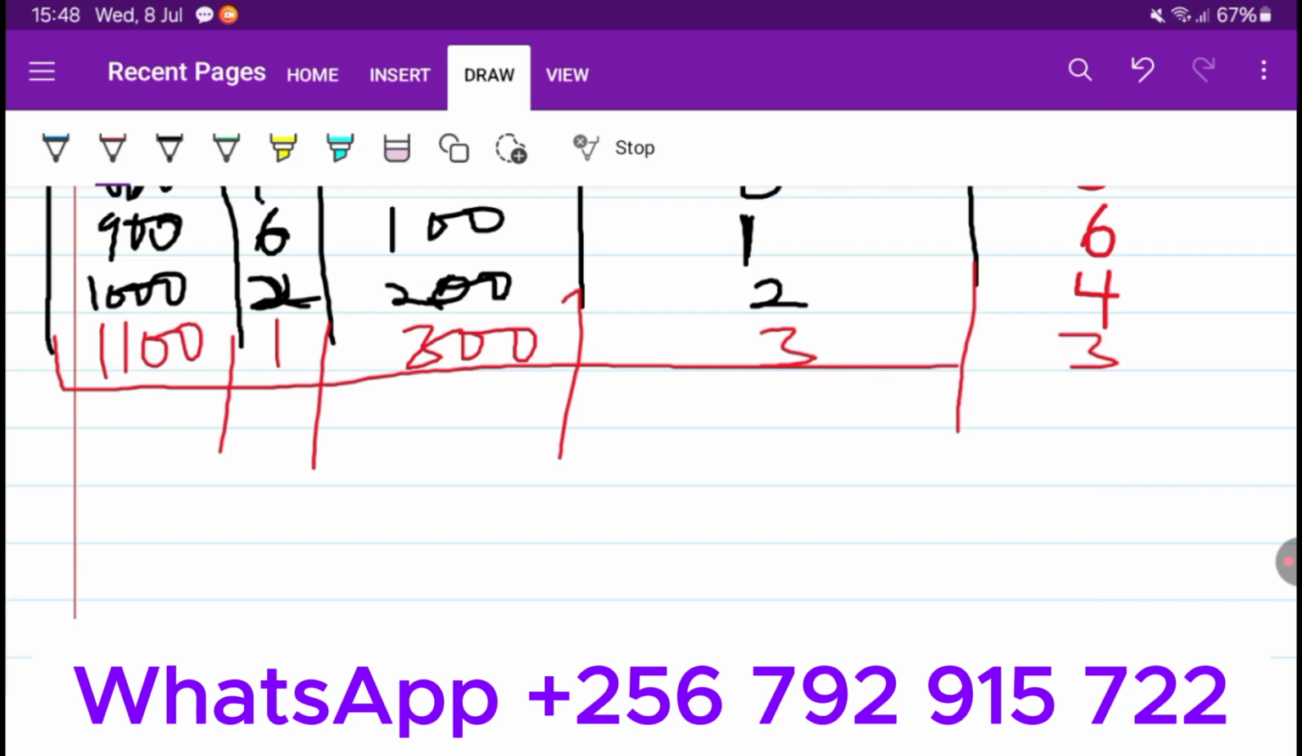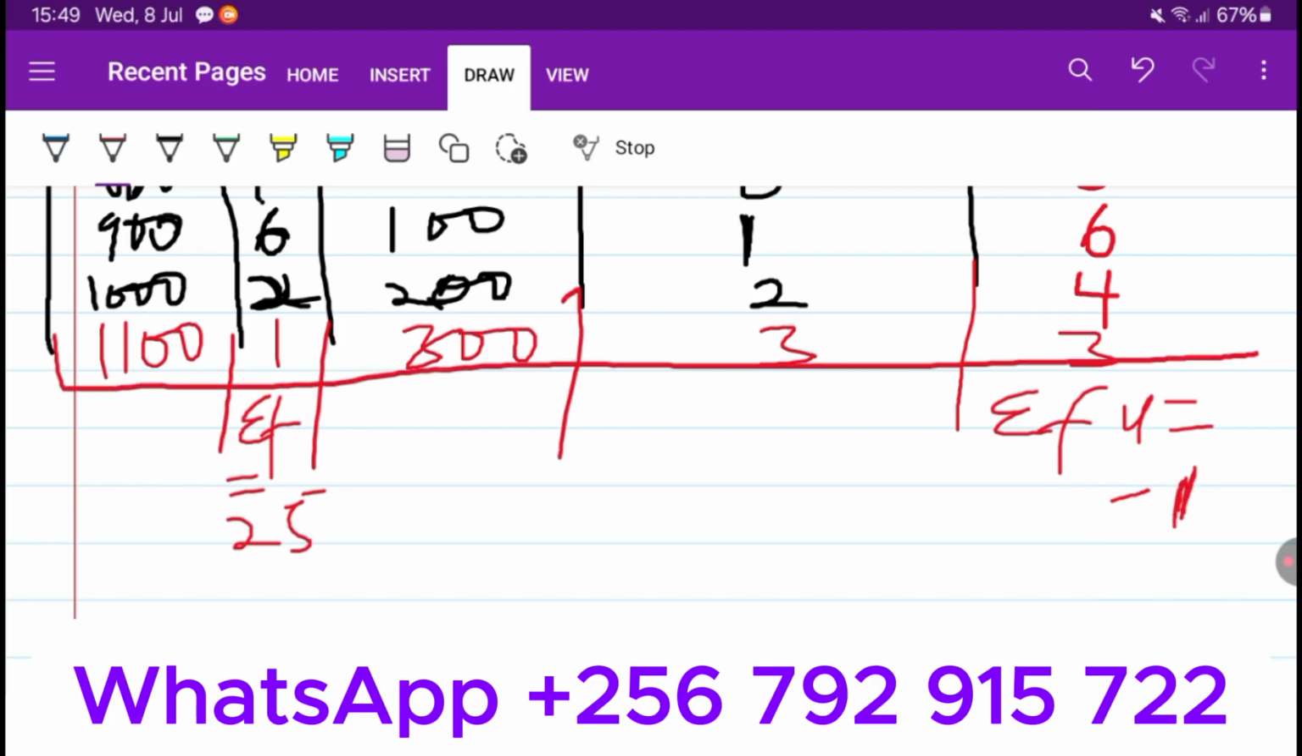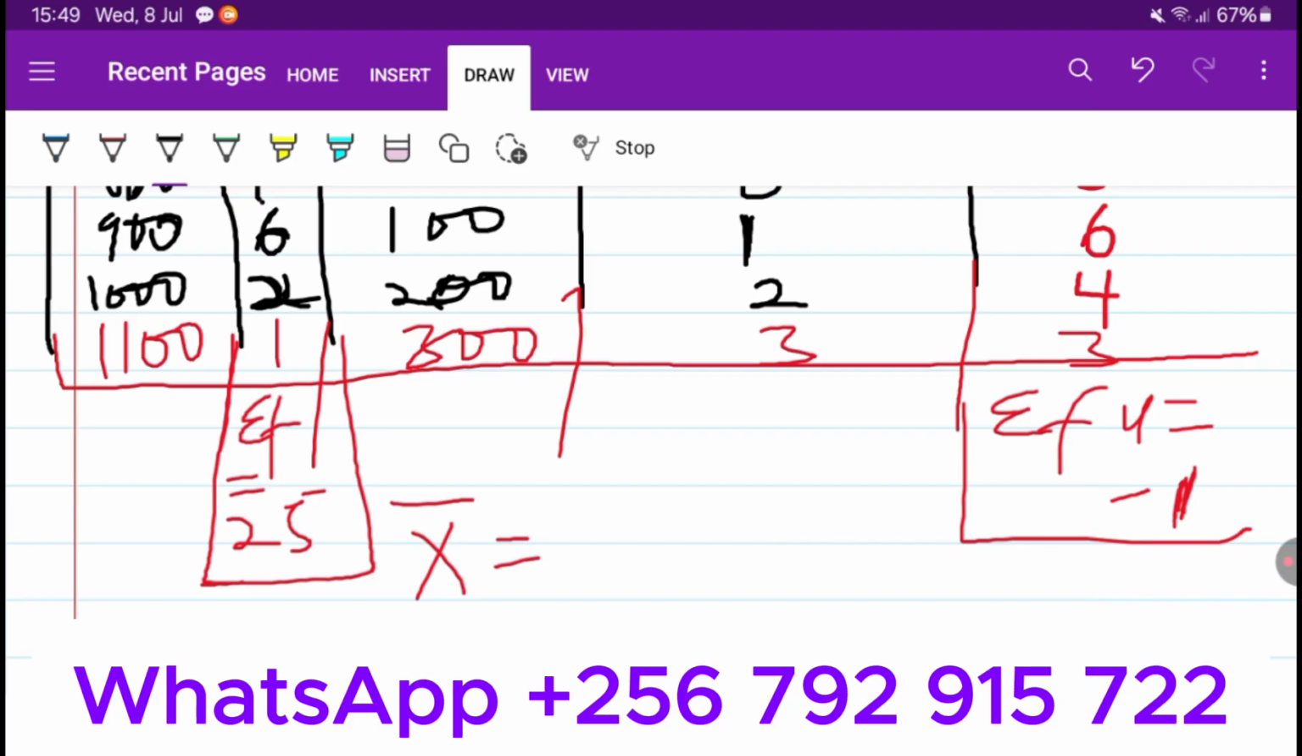So we get now these values. We get the summation f. The summation f here is 25. Then the summation fu is equaling to negative 1. So we substitute into our formula, which was x bar equaling to assumed mean plus summation fu over summation f times h.